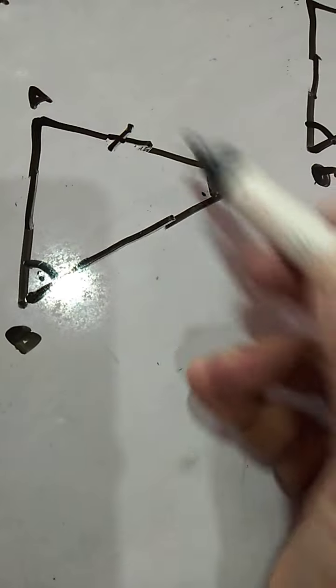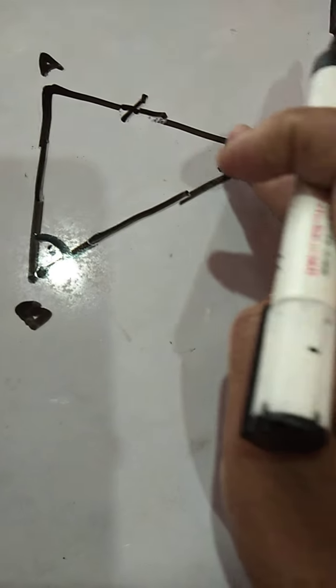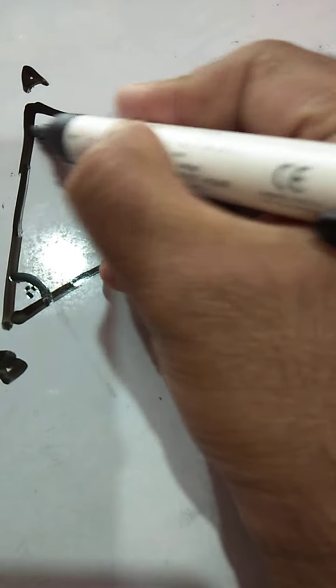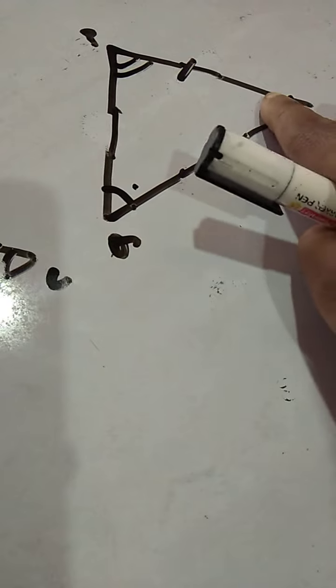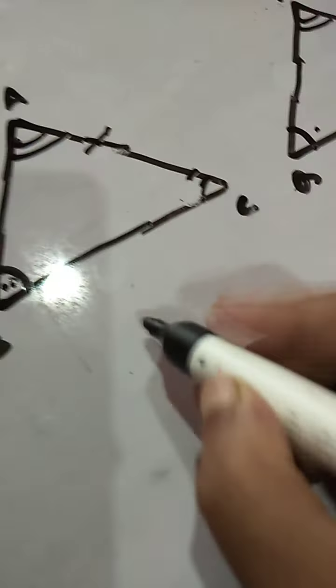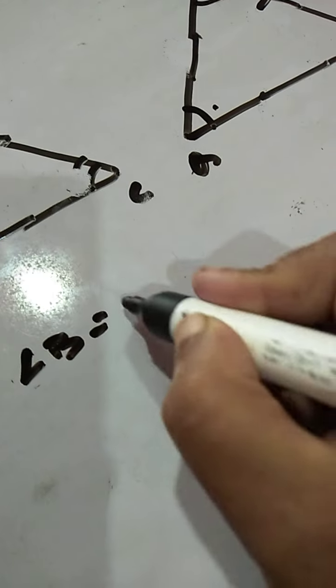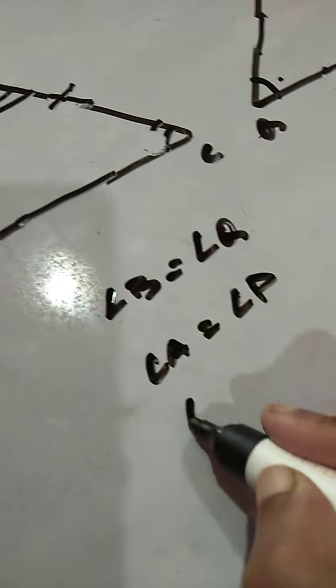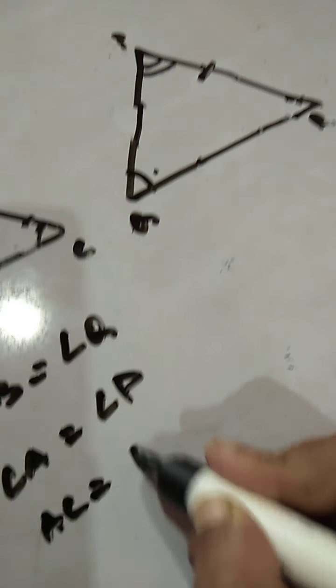So angle side. There is another formation also, angle side. You can say this also: this angle is equal to each other, this angle is equal to each other, and this side is equal to each other. We can say this also. Okay, so let me write it for you. That is, angle B is equal to angle Q, angle A is equal to angle P, and AC is equal to PR.